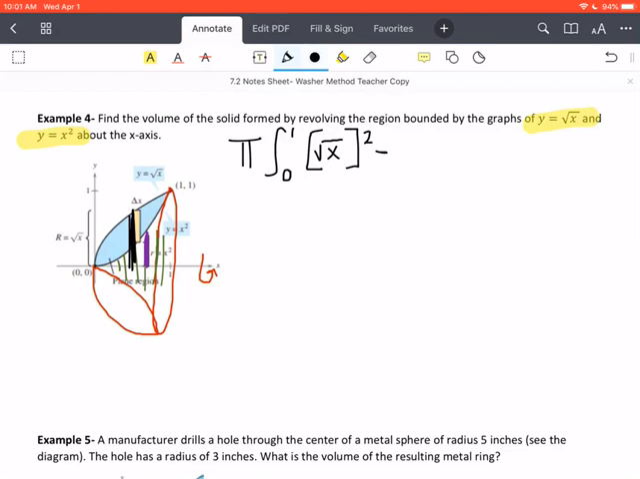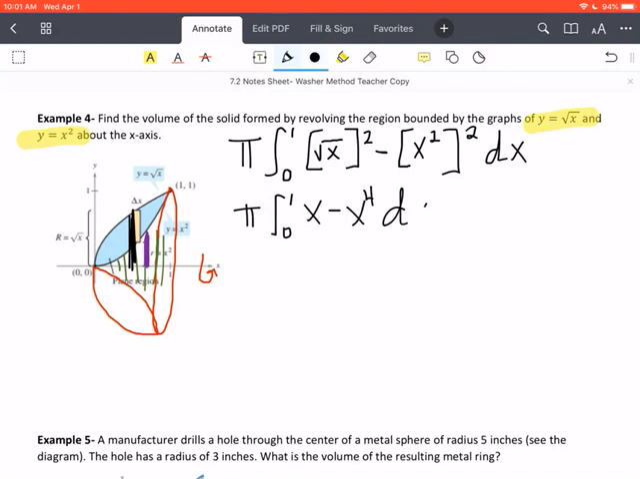Squared. And then we have to take minus x squared, squared. That is defining that inner radius. And we're integrating with respect to x. So now from here we have pi times the integral from 0 to 1, the square of a square root breaks out what's underneath, and then we have x to the 4th dx. Now we can go ahead and integrate. So we have 1/2 x squared minus 1/5 x to the 5th.